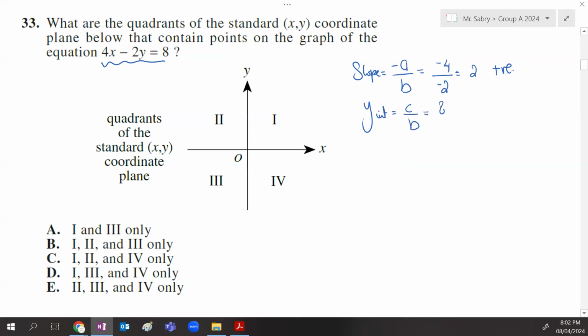which in this case is 8 divided by negative 2, so the y-intercept is negative 4, a negative y-intercept. Which means that the line will have a y-intercept over here, and because it's a positive slope, it has to go up from left to right. So it would probably look like this. This means that the line passes through quadrant 3, quadrant 4, and quadrant 1, but it does not pass through quadrant 2. So 1, 3, and 4. D is the correct answer.